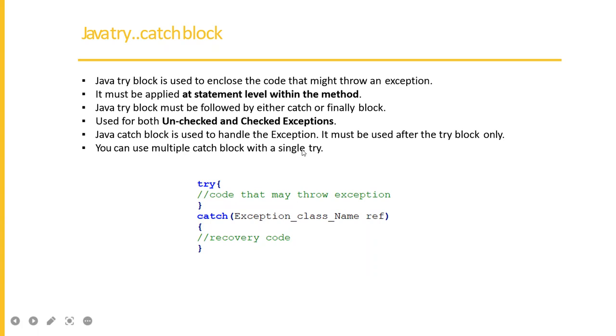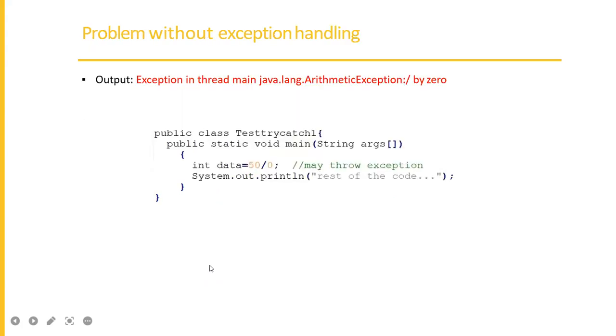A Java catch block is used to handle the exception. It must be used after a try block only. As I told you, we cannot use a try block alone. We go for compulsory try catch. So it must be used with a try block, and you can use multiple catch blocks within a single try. For a single try, I can use multiple catch blocks. Let me go to one example.